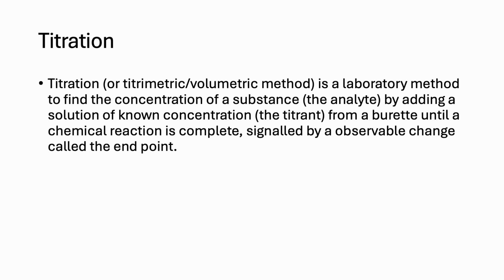Okay, so by definition, titration or volumetric method is a laboratory method to find the concentration of a substance, the analyte, by adding a solution of known concentration, which we call the titrant, from a burette until the chemical reaction is complete. It is signaled by an observable change called the endpoint.